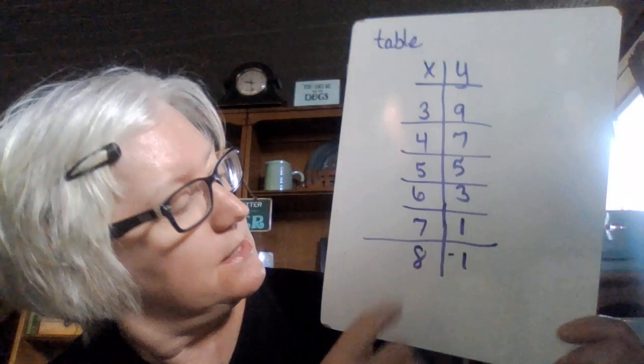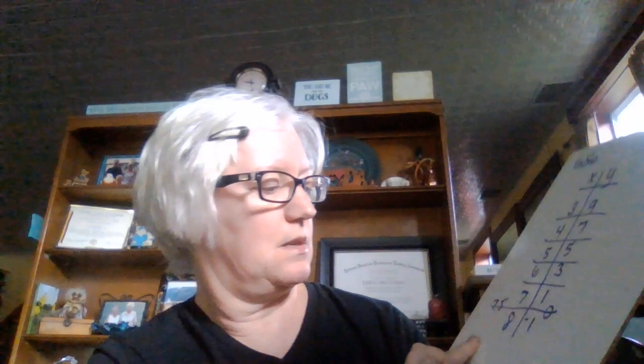But notice that I never got to 0. But halfway between 1 and negative 1 is 0. So halfway between 7 and 8 would be 7.5. So this would be 7.5, 0. That would be the x is 7.5 and y is 0. So that would be the x-intercept.